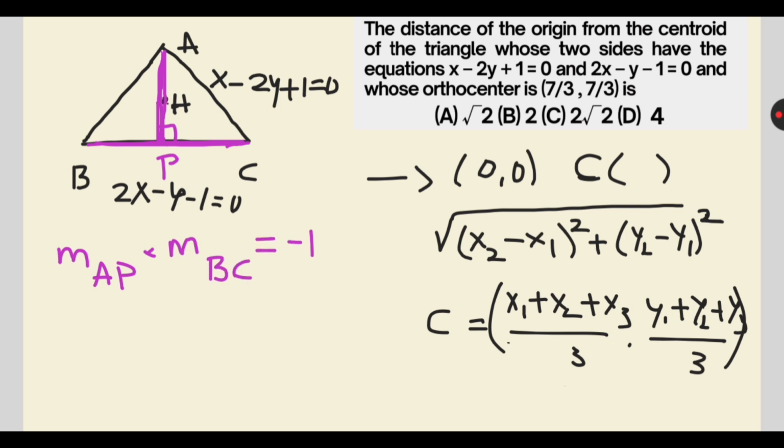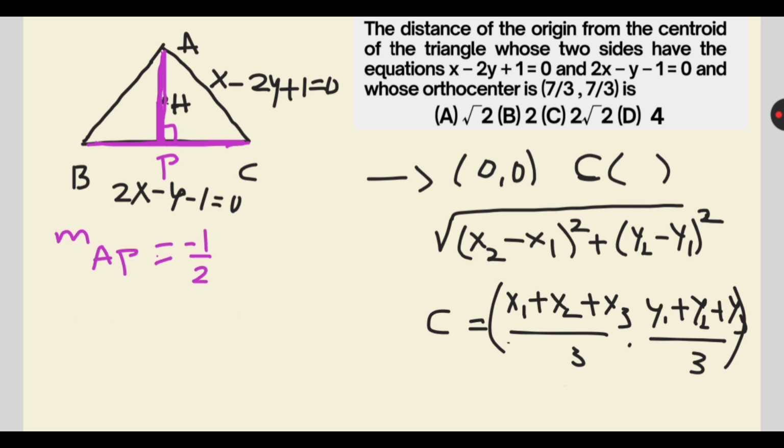We have the BC equation, which is 2x minus y minus 1 equal to 0. From here we can find the BC slope, isn't it? So this equation you have to convert into the form y equal to mx plus c, y equal to 2x minus 1. So here the slope is 2, isn't it? The slope of BC is 2. Then what is the slope of AP? Then the slope of AP is minus 1 by 2.